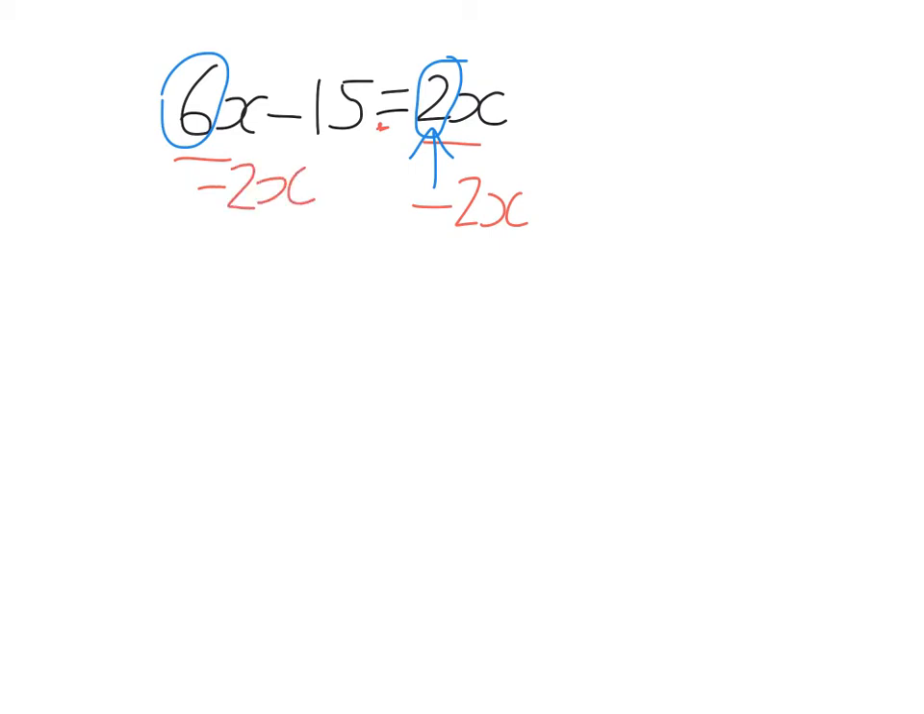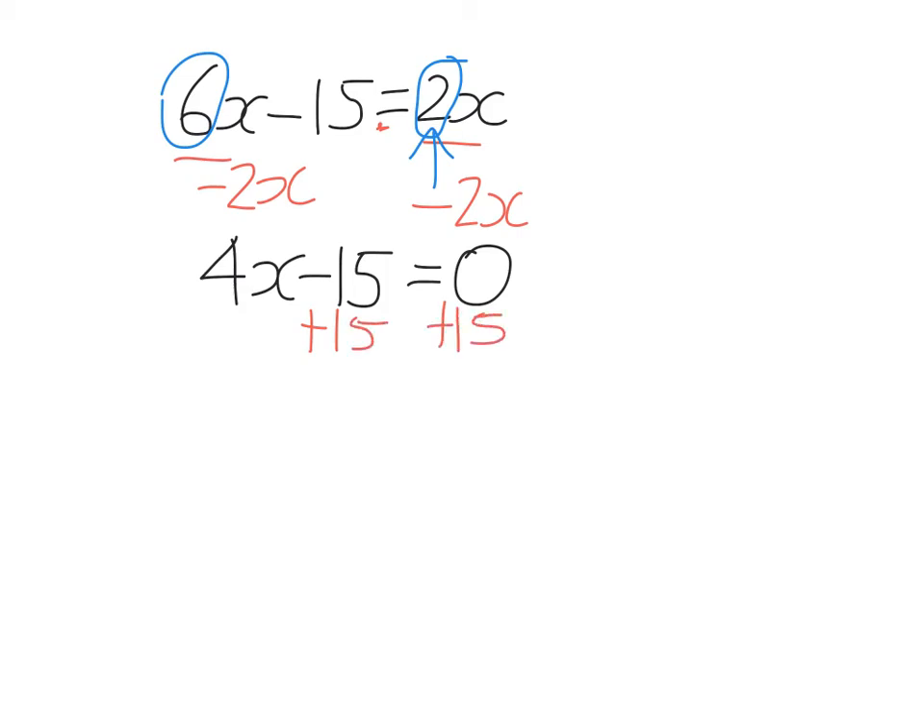So on the left-hand side, I'm left with 6x minus 2x is 4x. The minus 15 hasn't gone anywhere, I haven't done anything to it. 2x minus 2x is 0. Now that x is in one and only one spot, I can solve using the same processes I've been going through. So I'm going to add 15 to both sides to undo subtracting 15. I get 4x equals 15.